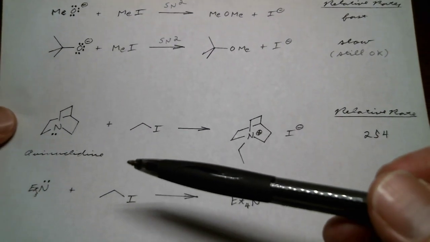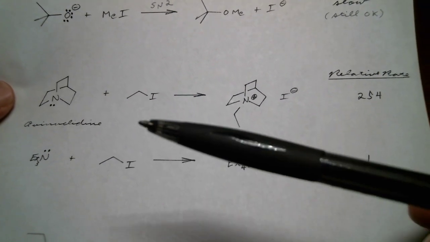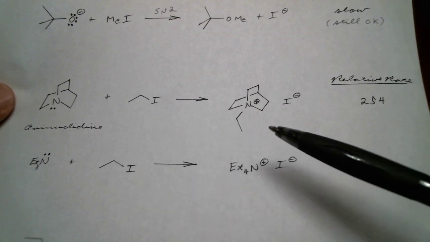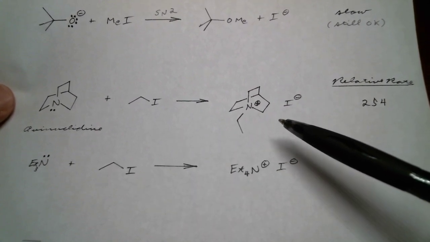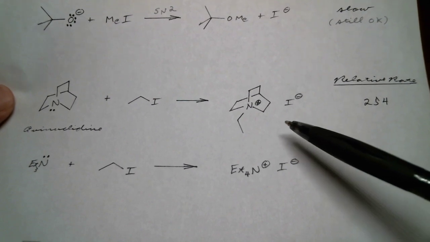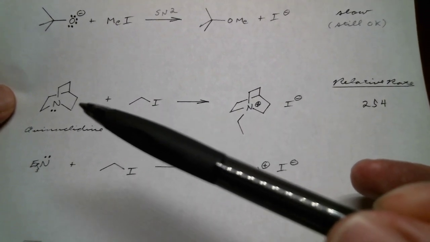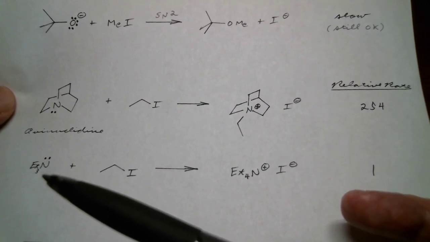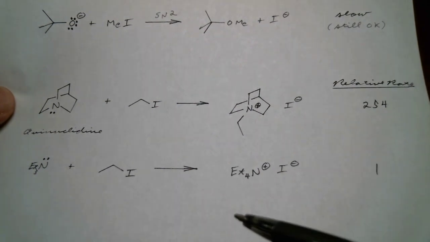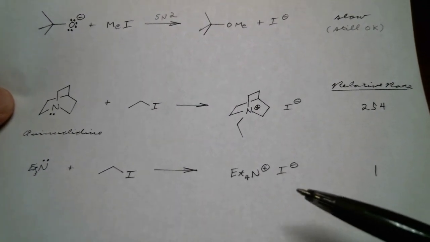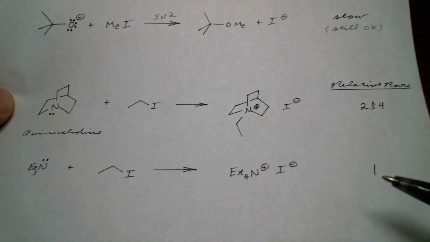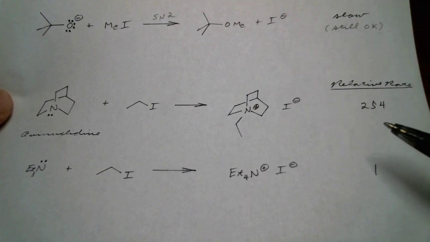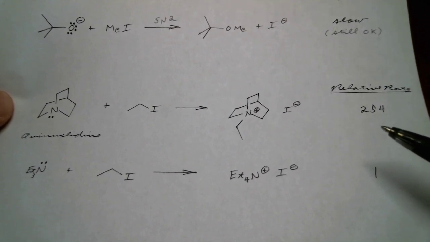How about something for which we know the actual quantitative relative rates? Well, here we've got quinuclidine and ethyl iodide, and we're forming a tetraalkyl ammonium iodide salt. Quinuclidine has groups that are very similar to ethyl groups. So how about triethylamine and ethyl iodide to form tetraethyl ammonium iodide? Well, if this relative rate is 1, our quinuclidine reacts 254 times faster. Wow, that's a big difference.